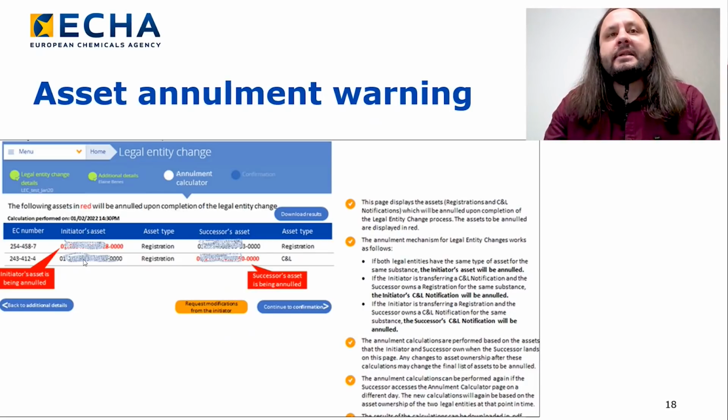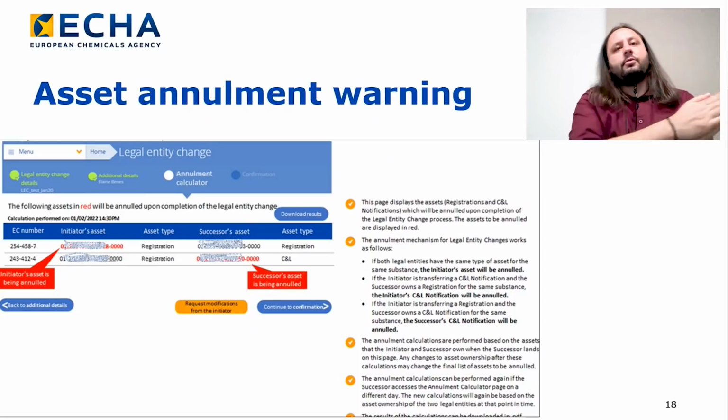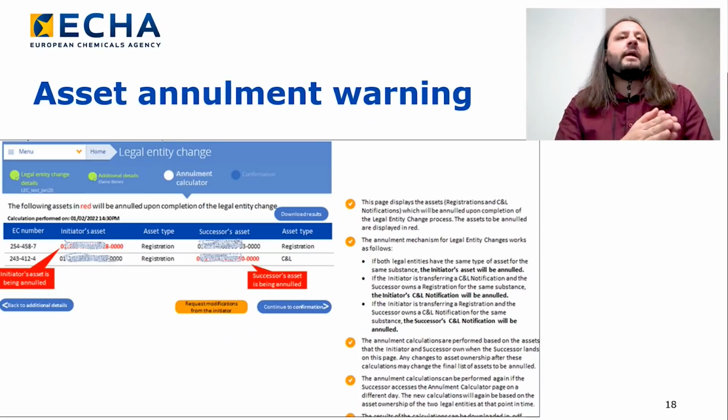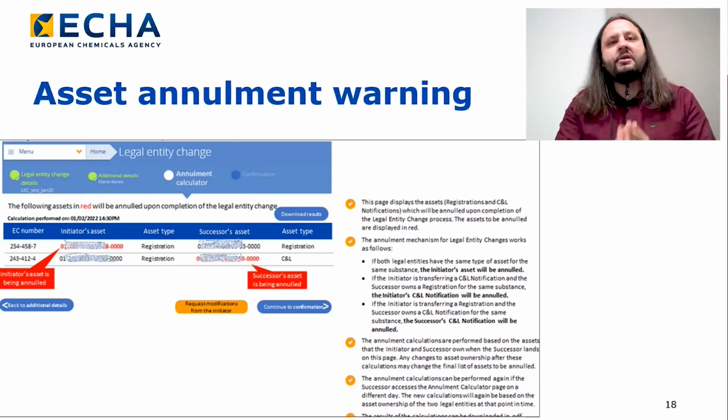At the same time, the successor has already previously submitted a CNL notification for that specific substance as well. By transferring the registration from the initiator to the successor, automatically the successor's CNL notification will become annulled, since the registration that is transferred is enough to fulfill also the regulatory obligations of a CNL notification. So the CNL notification is not relevant anymore.